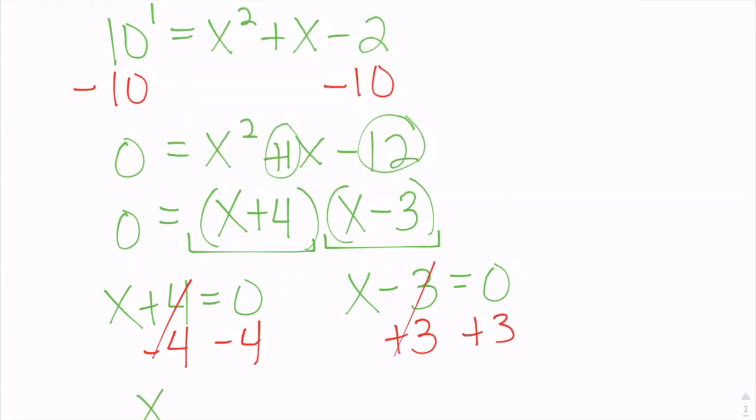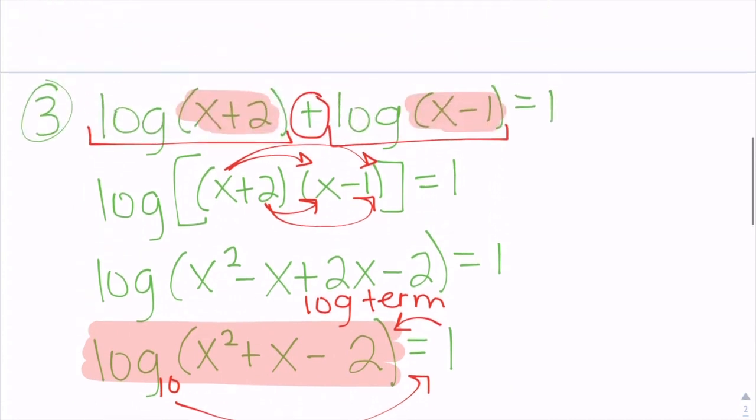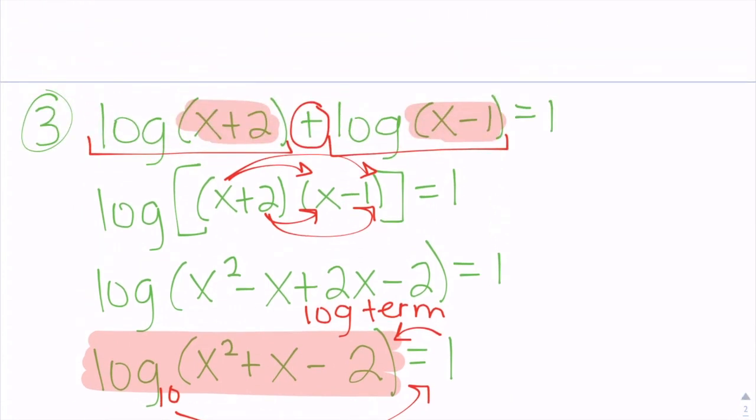And that gives us x equals negative 4 and x equals positive 3. So now we have these answers, and we want to make sure that we double check them to see if they work. So what's important to remember is that the argument of the logarithm cannot be negative. And so we're going to take the negative 4 first. We're going to go back to our original logarithm up here, and we're going to substitute it in.